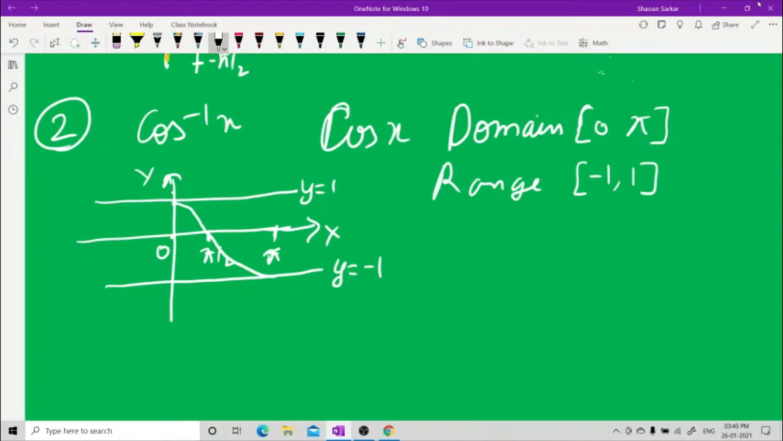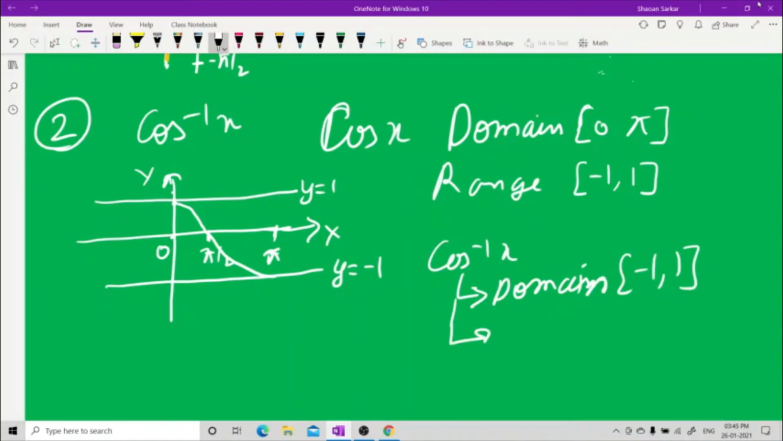Now what I'll do is that for cos inverse x, my domain will now become -1 to 1, and my range will become 0 to pi. Let's try to plot it.